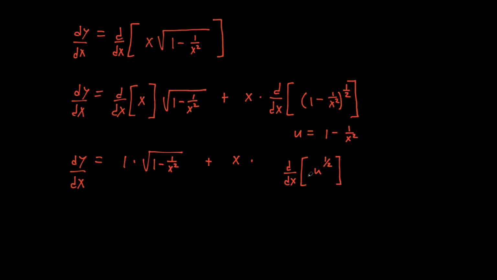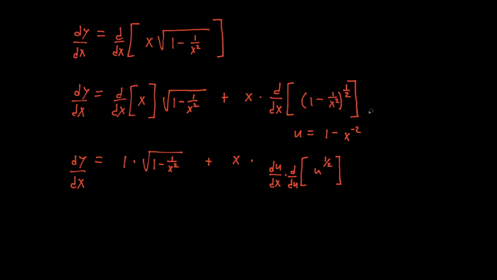Since we have a function in terms of u and we're differentiating with respect to x, we're going to want to rewrite this using the chain rule. So du/dx times d/du of u to the 1/2. For our u, we can rewrite the right-hand side, 1 over x squared, as x to the negative 2. That'll help us take the derivative.